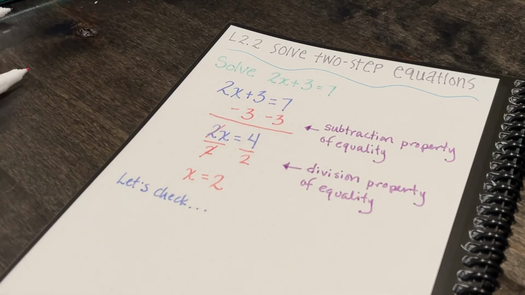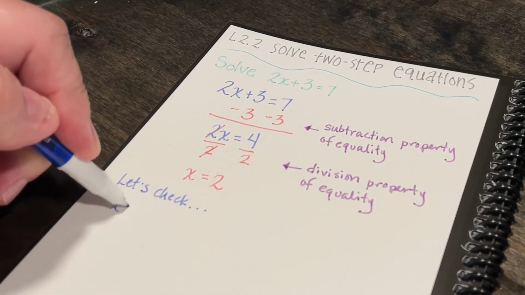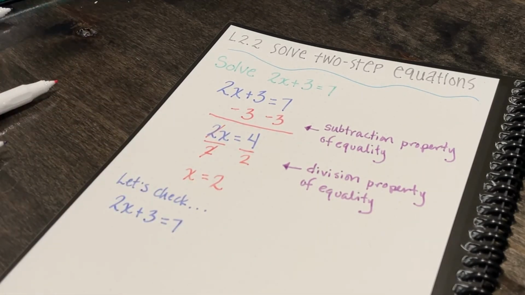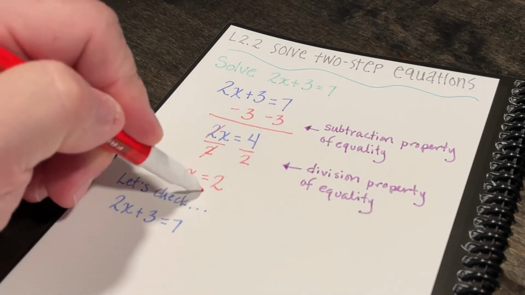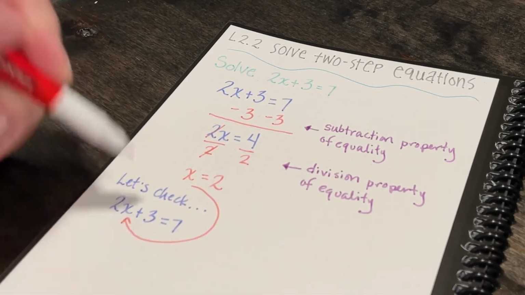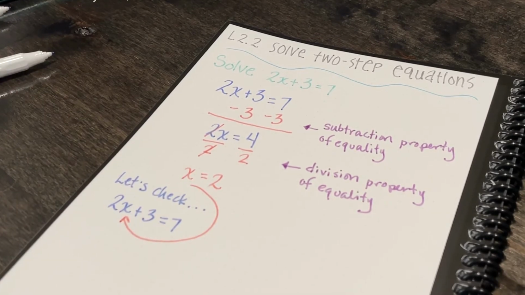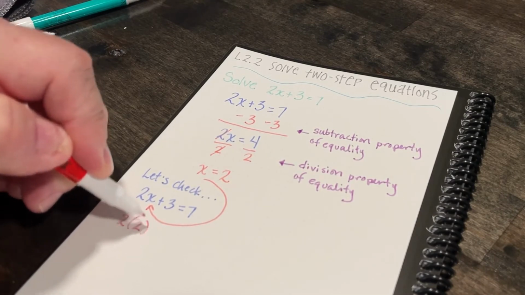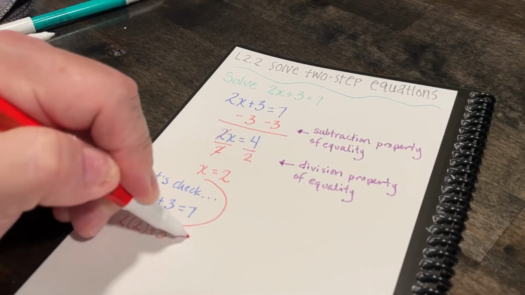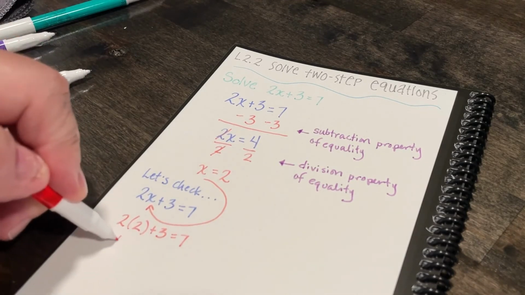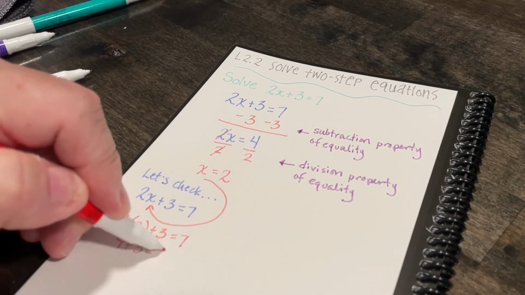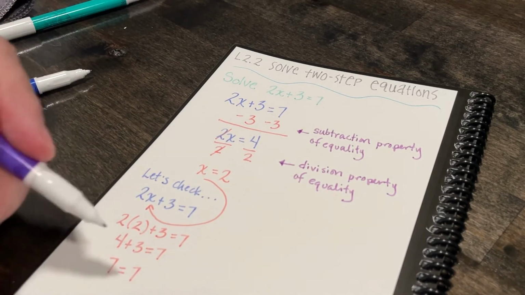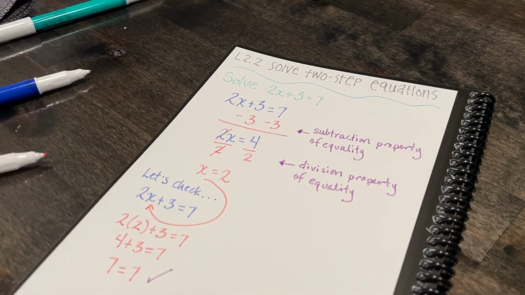So I'm going to start by rewriting my original equation, which was 2x plus 3 equals 7. Now I believe that x equals 2. So what I want to do is substitute 2 into my original equation. So I'm going to get 2 times 2 plus 3 equals 7. If 2 is a correct solution, both sides of the equation should equal the same thing. So I get 4 plus 3 equals 7. 7 does equal 7, and I have a correct solution.